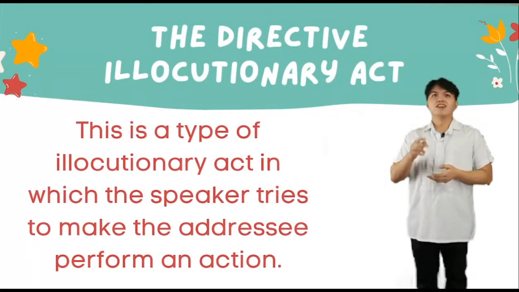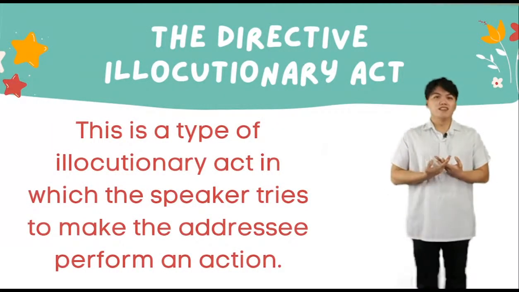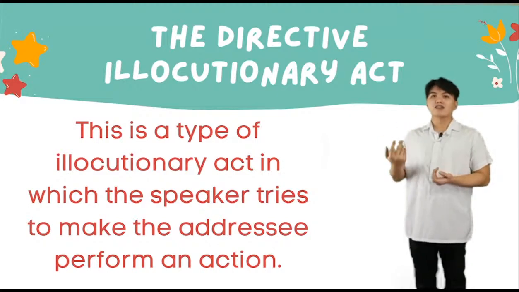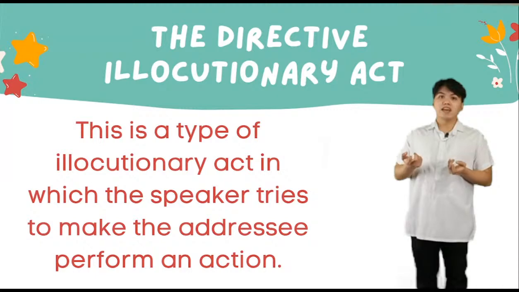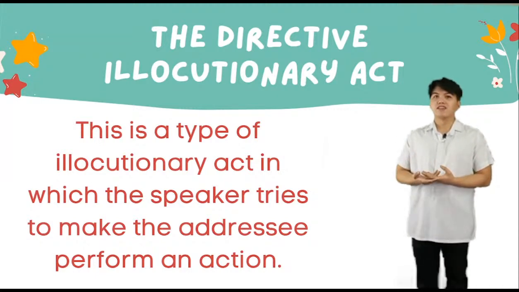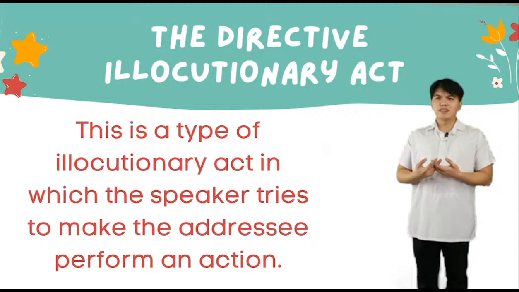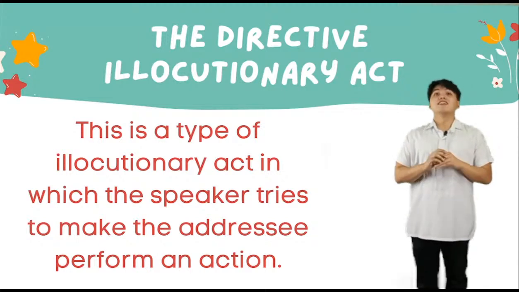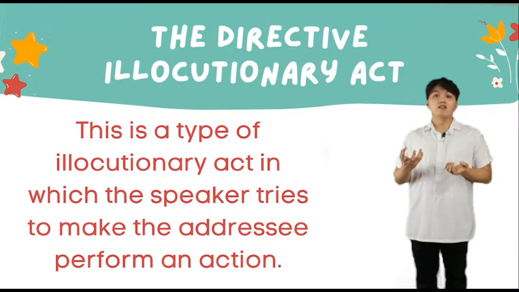The next one is the directive illocutionary act. This is a type of illocutionary act in which the speaker tries to make the addressee perform an action. Some examples of a directive act are asking, ordering, requesting, inviting, advising, or begging. If a teacher tells you to please maintain the cleanliness of our school, that is a directive illocutionary act.